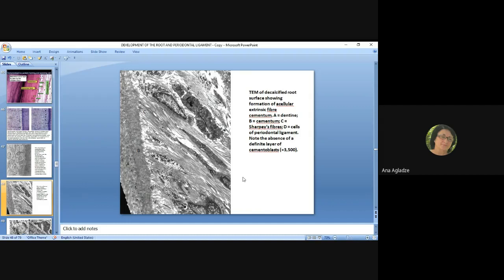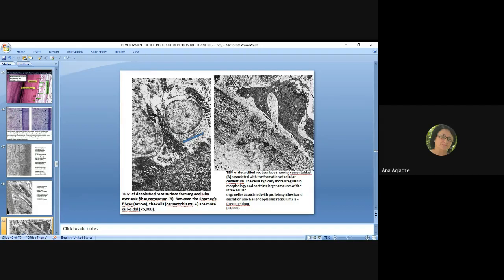Cellular mixed fiber cementum, excuse me, fiber cementum, and is not really a separate type of cementum. Here you can see this is the decalcified root surface, and it forms the acellular extrinsic fiber cementum.